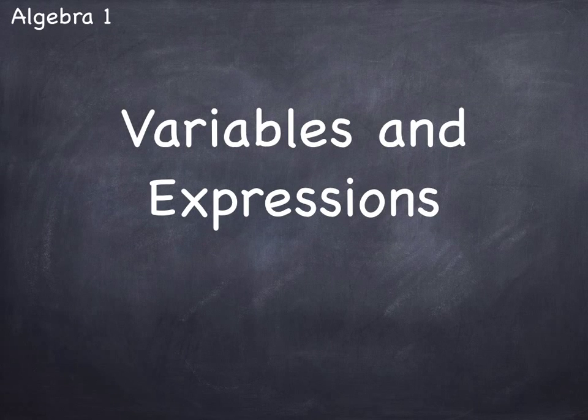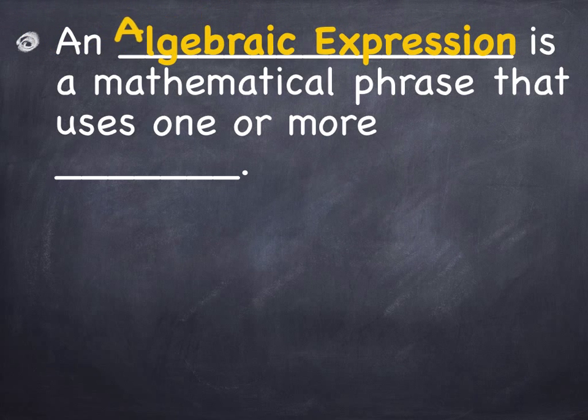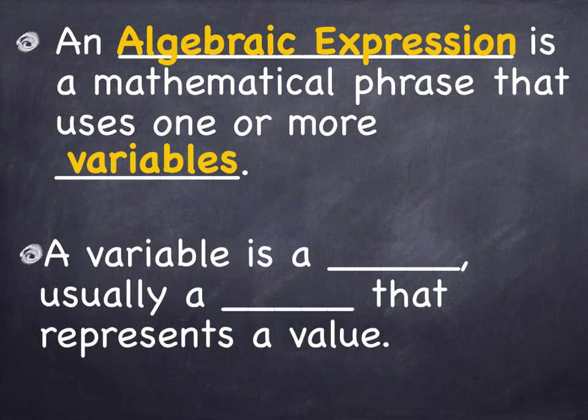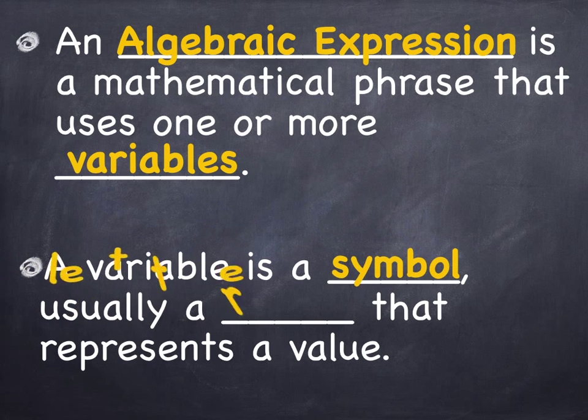Variables and expressions. An algebraic expression is a mathematical phrase that uses one or more variables. A variable is a symbol, usually a letter, that represents a value.